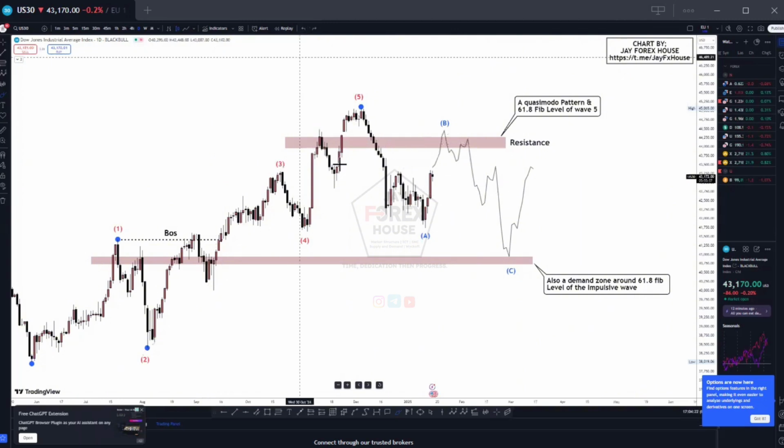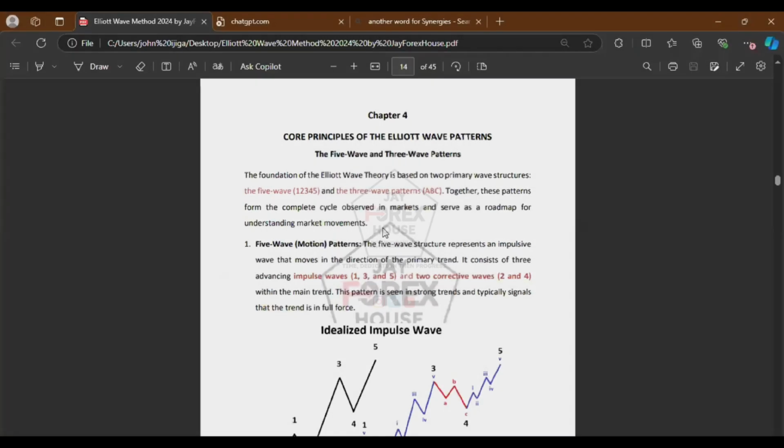Okay, so let's go to the topic for the day. We are talking about impulsive waves. I'm about to share a screen from our ebook, the ebook about the core principles of Elliott wave from multiple concepts and research.